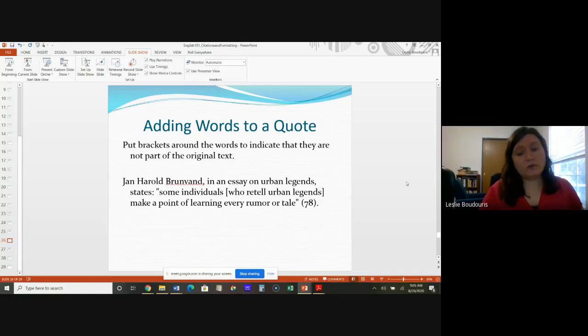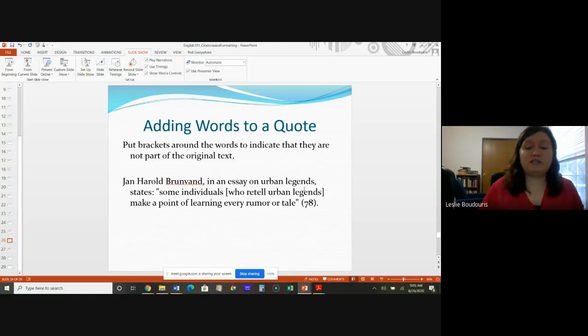If you're adding words to a quote, sometimes you might have a quote where the actual work might not have all the information that you need. Maybe they specified what you're talking about in an earlier paragraph or earlier page, if they don't do it in the quote that you need.